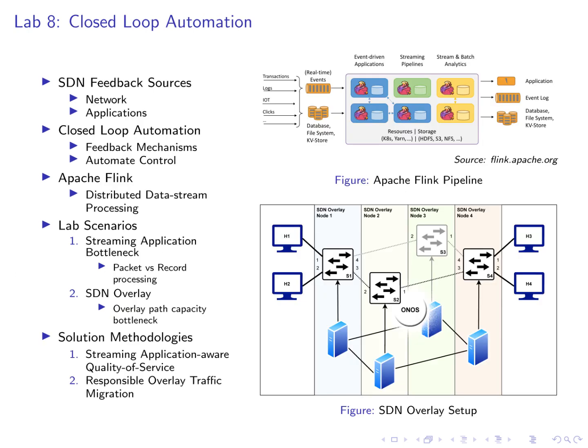Now, coming to the eighth and the last lab, closed loop automation. Closed loop automation is a high level term used for introducing a range of feedback mechanisms to seamlessly automate control across parts of a system and its resources. In an SDN operated network, a controller could receive feedback for its various operations from mainly two different sources: the applications that are running over it and the devices in the underlying network.